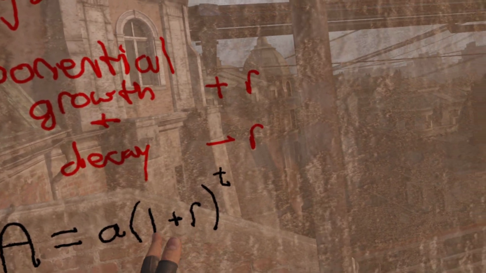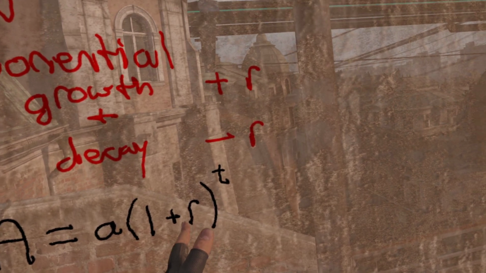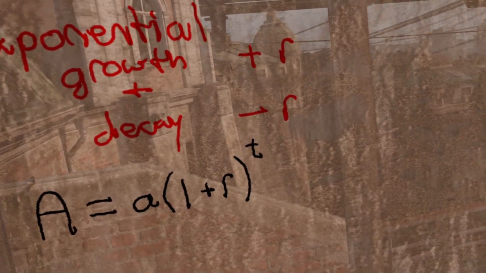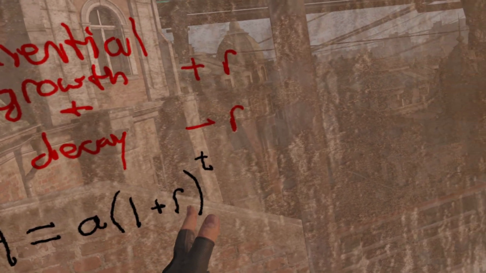1, well, in this case stands for 100%, but it's always 1. The rate is the percentage that the thing is growing or decaying at. You always have to write the rate as a decimal in the formula. You cannot put percentages in the formula.